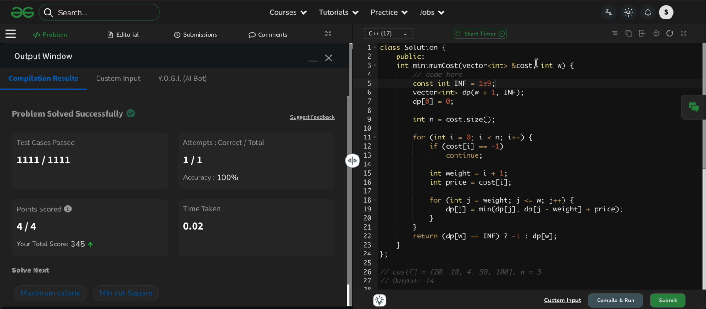So for the time complexity and space complexity, the brute force will go into TLE exponentially, but in the DP the time complexity is order of n into w, where n is the number of packets and w is the weight, right. The space complexity is order of w, right.